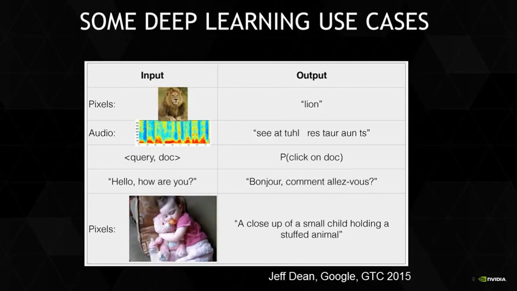There's translation from one language to another, and there's even much more nuanced labeling of images. So rather than just the label of a particular animal in the image, we actually get a natural sentence that describes what's being seen.